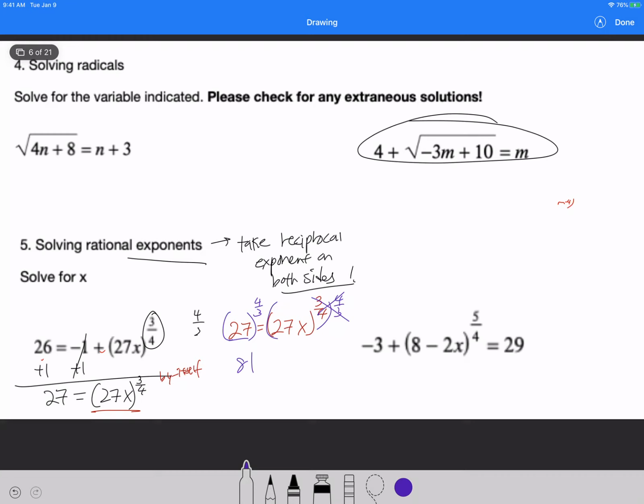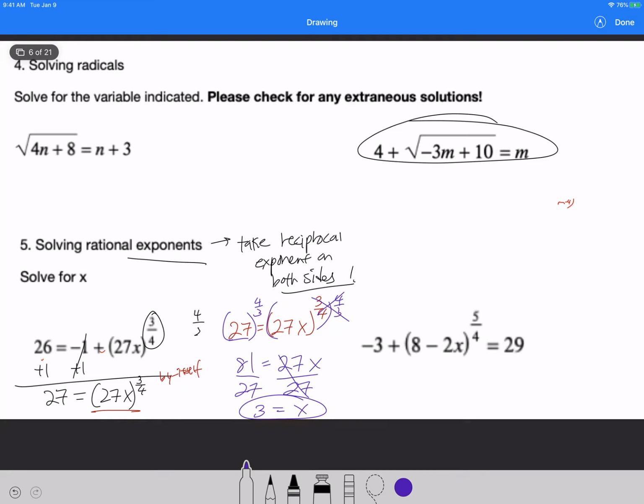Okay? I believe I did that correctly. 4 over 3. Yeah, it's going to give you 81. That's going to be 27 times x now. Divide both sides by 27, and then what I'm going to get is x is equal to 3.